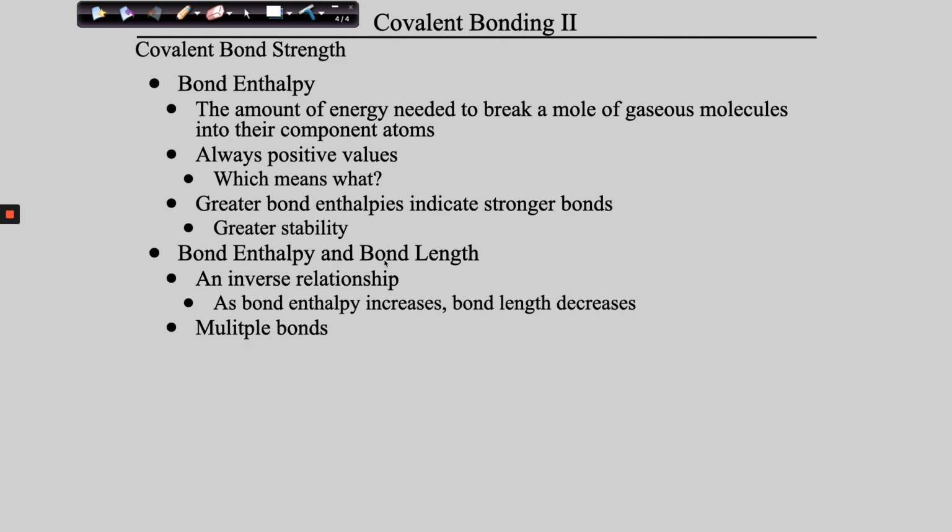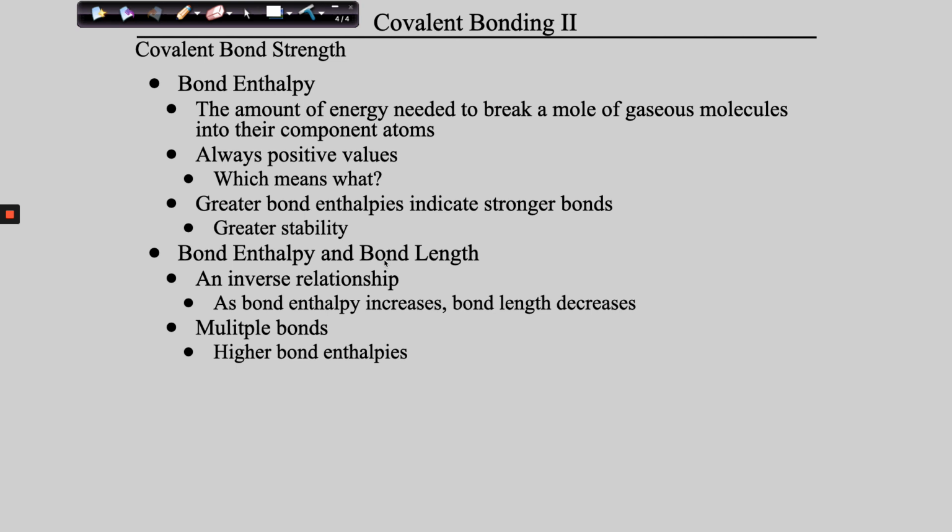And then this, guys, gets us to thinking about multiple bonds. When we look at multiple bonds, double and triple bonds, the more bonding we have, the stronger the bonds will be. Doesn't that make sense? That a double bond would be stronger than a single bond. A triple bond is stronger than a double bond.